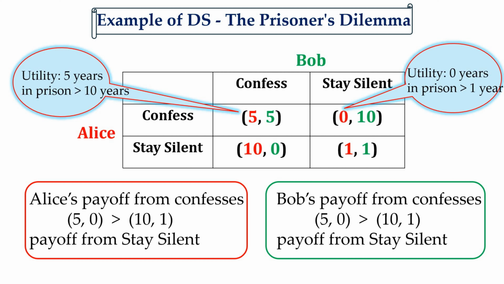So from the perspective of Alice, confess, and also from the perspective of Bob, confess gives them the maximum outcome. So, while both players have dominant strategies, we can say that Alice and Bob will both confess, and confess will be the dominant strategy for this game.